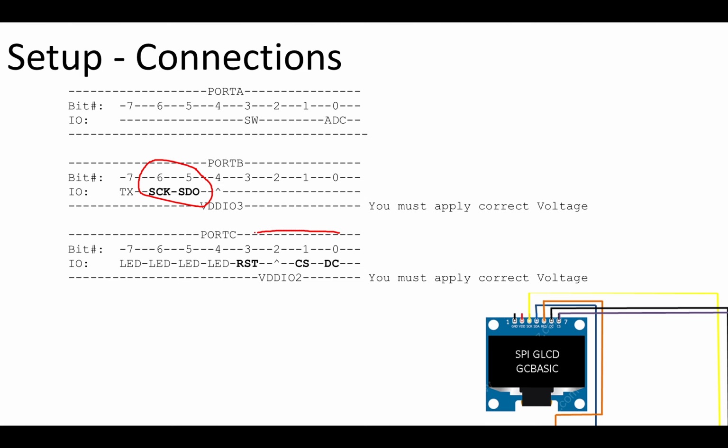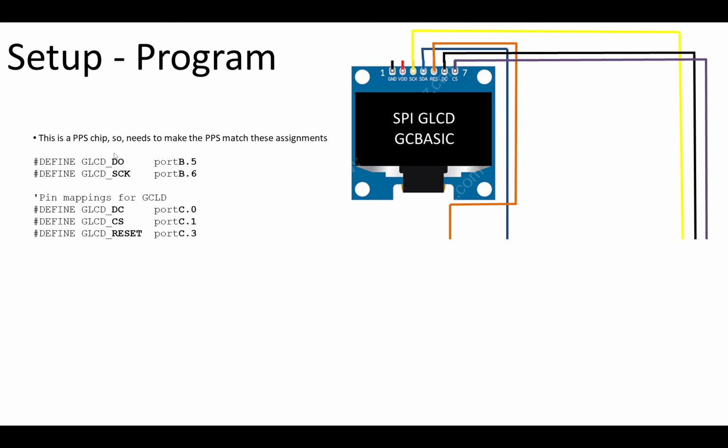With respect to other control lines for this specific GLCD, we need a reset line, port C3. We need a chip select, port C.1, and a data or command line on port C.0. And we're going to have to specify those in our program so that the library knows them. And that will be the case for all the GC Basic libraries. You just need to specify these things. And how do you do that?